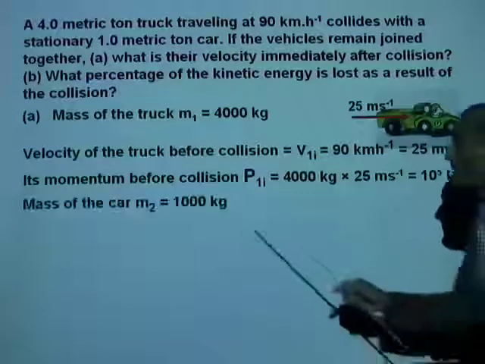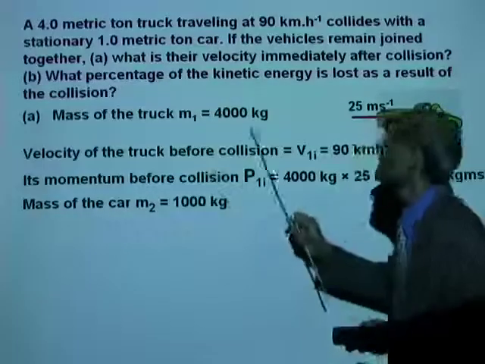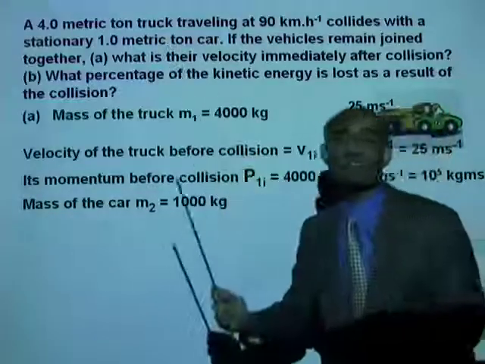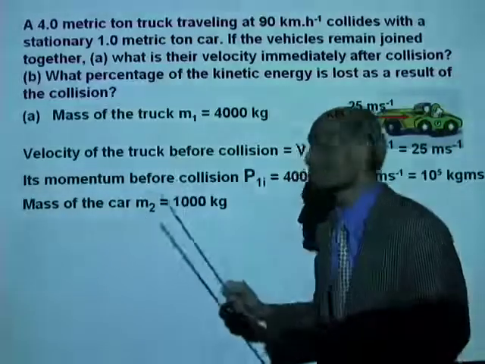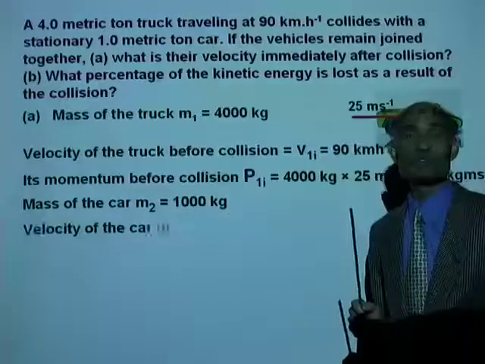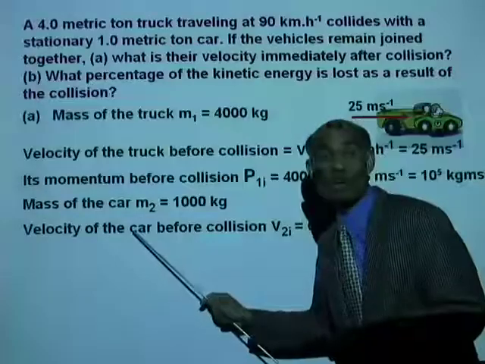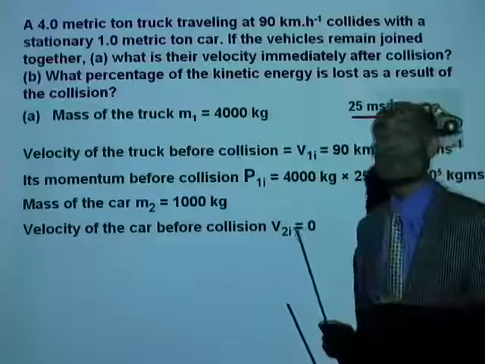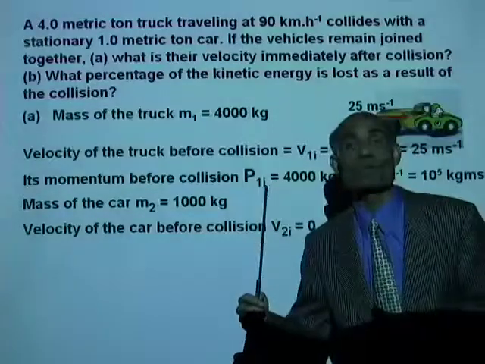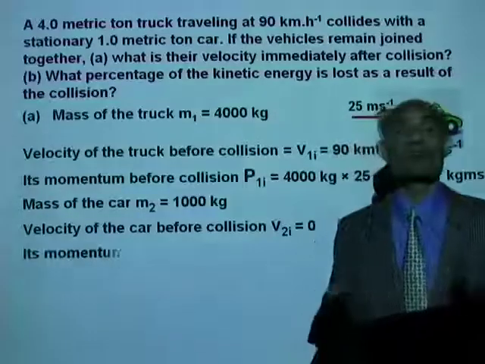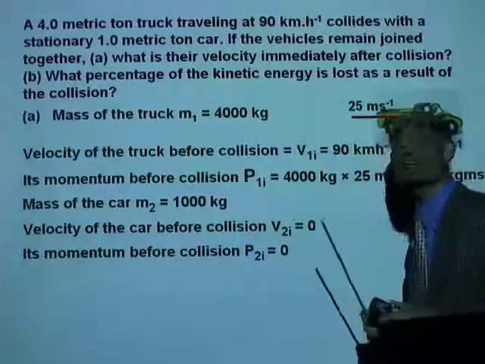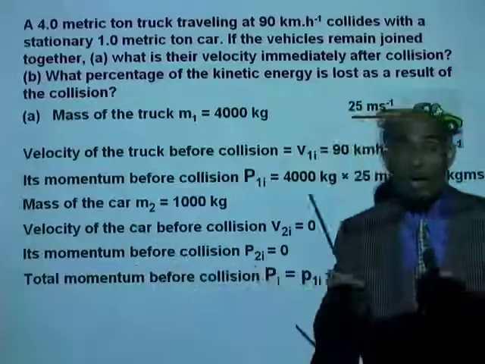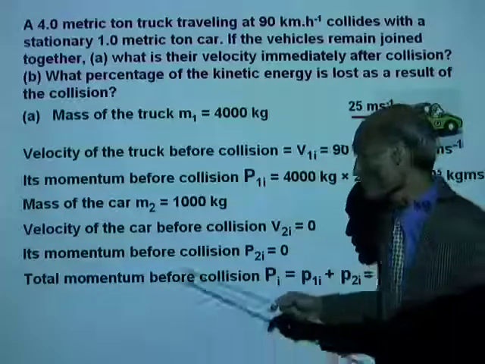Okay? The mass of the car, M2, is 1,000 kilograms, 1 metric ton. A metric ton is 1,000 kilograms. And before collision, the car is at rest. V2I equals 0. Therefore, what is the initial momentum of the car? What is the momentum of the car before collision? P2I equals 0. So what is the total momentum of the car-truck system before collision?